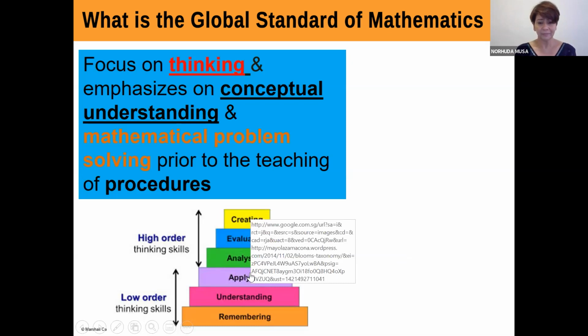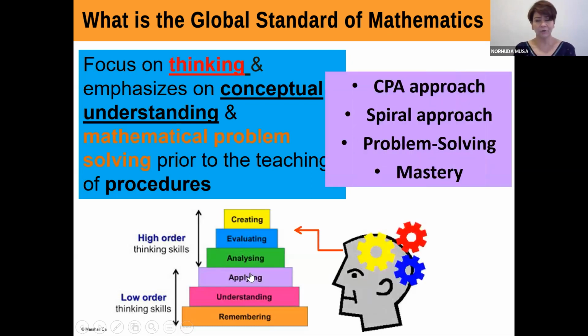All right. Then the next thing is, what we're going to do today, we're going to take a look at these 4 things. I will show you what CPA is. I'll explain to you what spiral is. And I'll explain to you what problem solving is. And then how we achieve mastery.